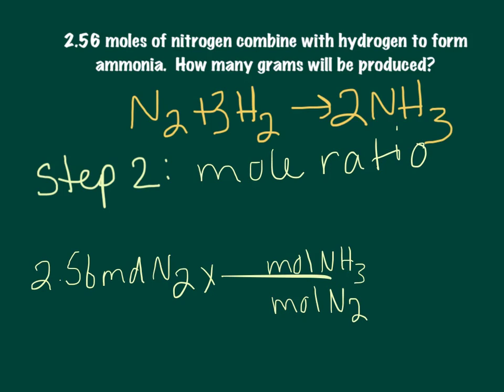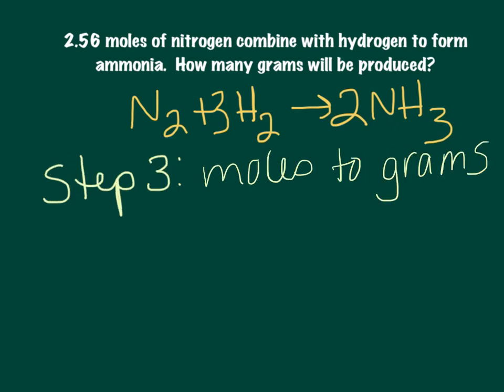Now I need to look back at my equation, find nitrogen, our first reactant, and it does not have anything written in front of it, which means that the coefficient is 1, so I'm going to put a 1 right down there. And then we find ammonia, our only product for this reaction. It has a coefficient of 2, so we put a 2 on top of the line.